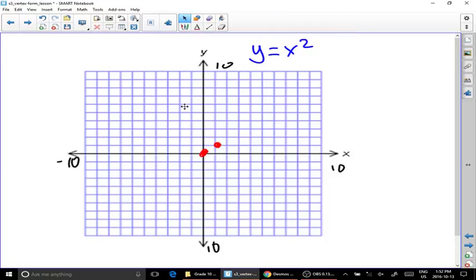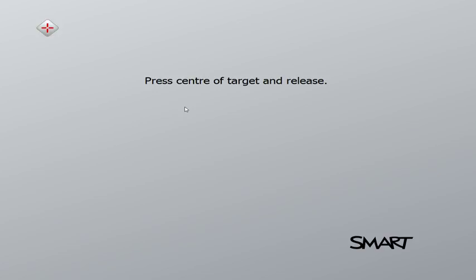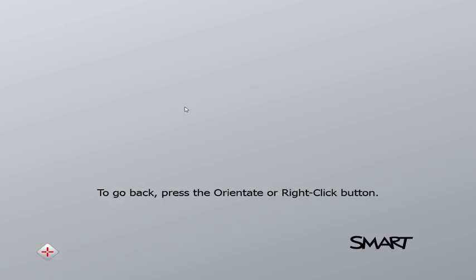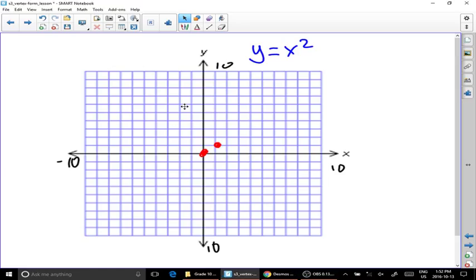I'm not in love with my smartboard right now because it's a little bit off. And if I'm graphing, I really shouldn't be off at all.